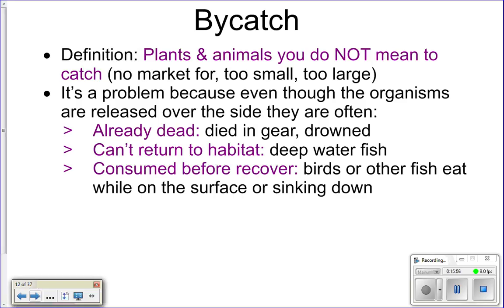We also have the problem that some of the things can't actually make it back to their habitat. So if you pull up deep sea animals, because you're trawling or something like that, and if they're not already dead, there's no way that they can make it back down to the deep sea from the epipelagic without either dying or something eating them on the way down. So no way they can return to that habitat. And also, when you toss them back, a lot of times if they are still alive, they're stunned, disoriented, and very vulnerable to predators, so they get eaten as well. So it's bad because these animals are dying at crazy rates just for us to get a few things that we want.